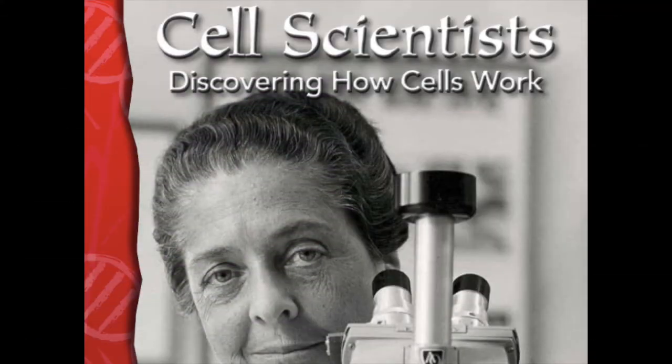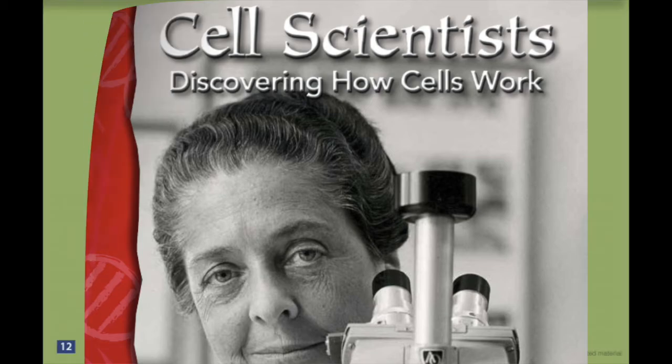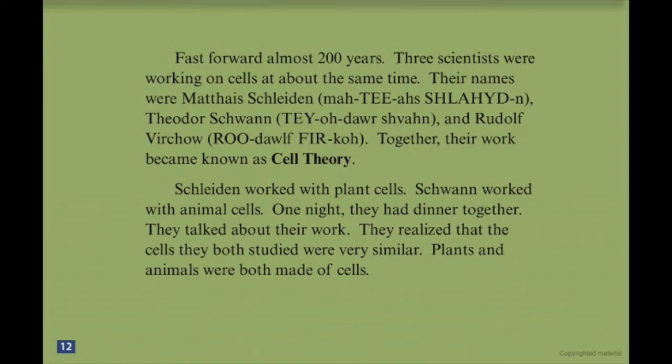So let's take a look at our text, Cell Scientists Discovering How Cells Work. The passage that I'm going to use my comic strip example from is page 12. Fast forward almost 200 years. 3 scientists were working on cells at about the same time. Their names were Matthias Schleiden, Theodor Schwann, and Rudolf Virchow. All very Russian names, if you can tell. Together, their work became known as cell theory.